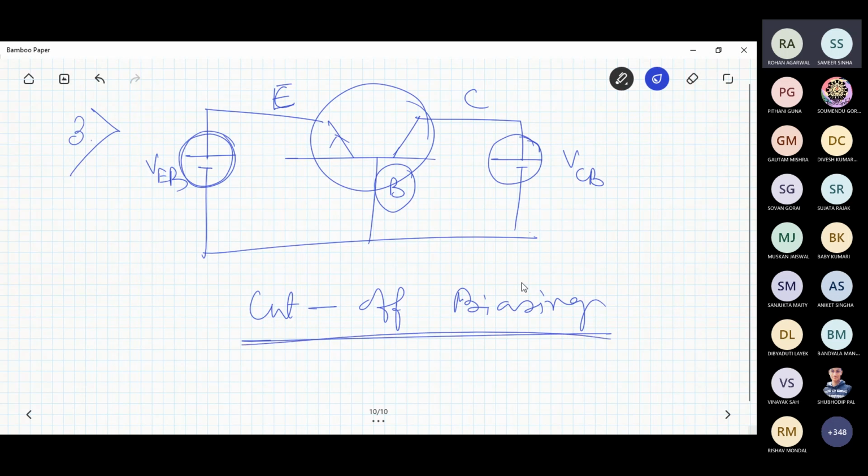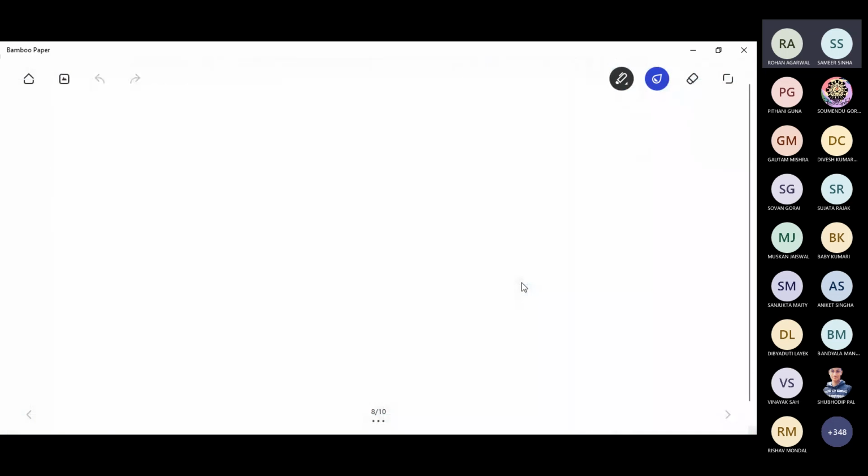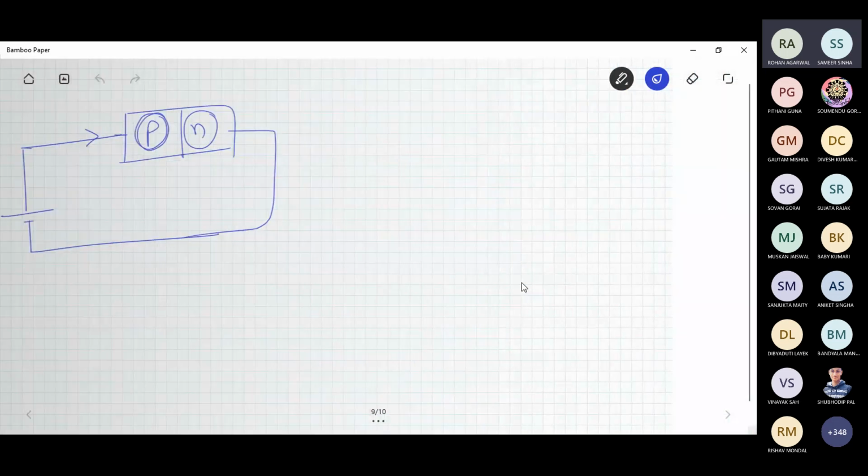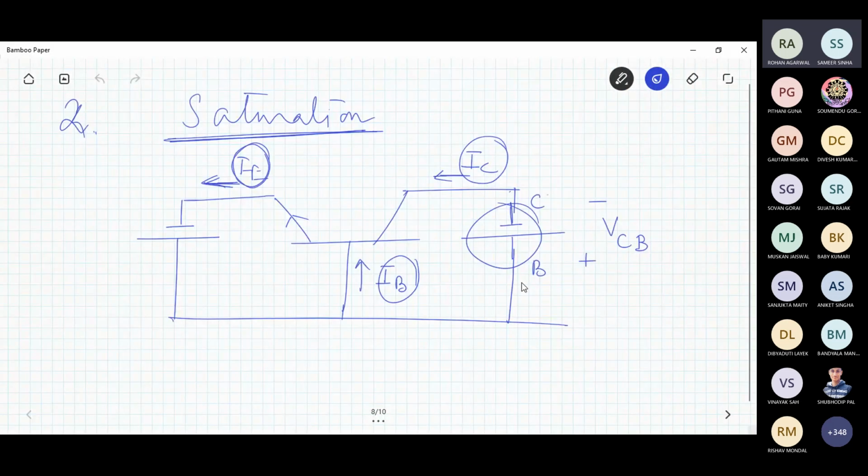There are three different bias elements. Now I will give you the different junction status for different conditions. One is called forward. First one is, where is the first one?